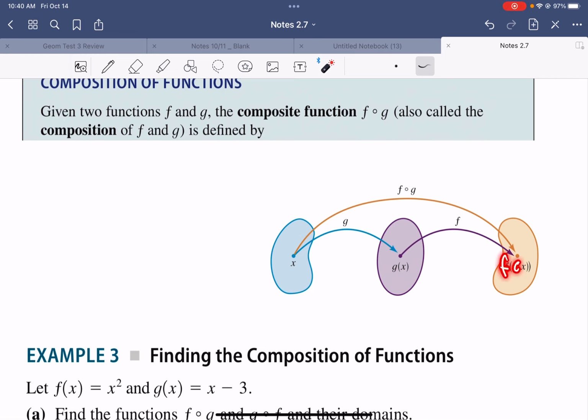So f of g of x means first you plug x into g, and then you plug that output into f. And we call that entire process f of g. Again, f of g of x just means first you plug into g of x, and then you take that output and plug it into f.